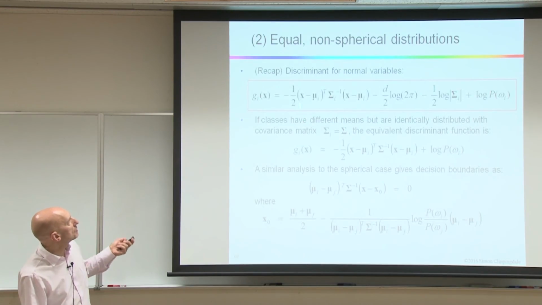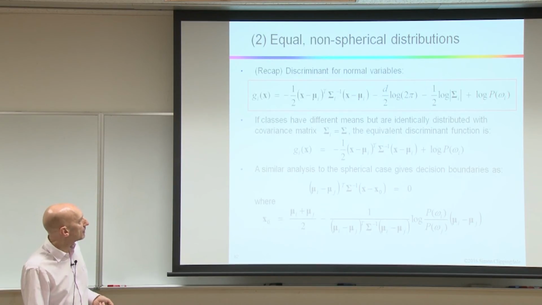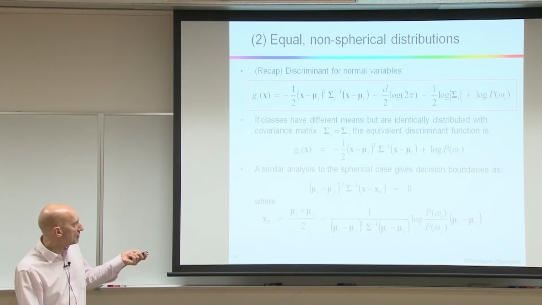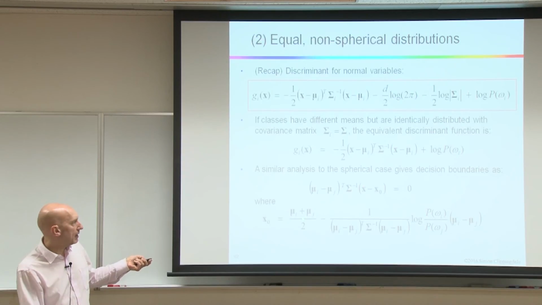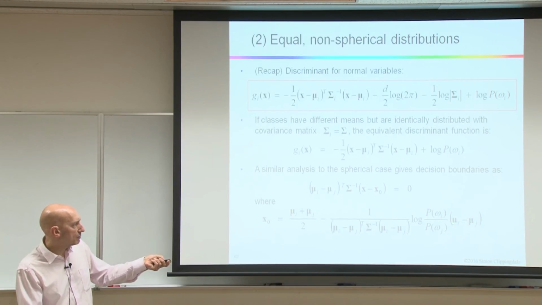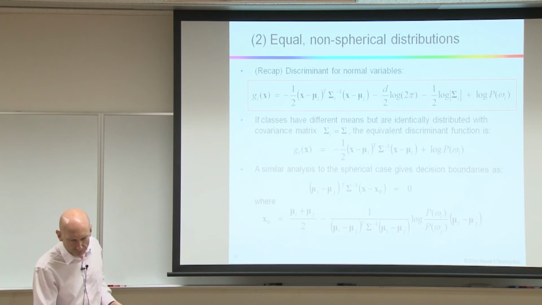Okay, so distributions now that are equal but not spherical. I won't go through all the details, but essentially a similar analysis holds, gives the decision boundaries as looking like this, where again this point x0 is the point midway between the class means shifted according to their relative prior probabilities along the line between the two class means, but now we've got this factor in here as well.